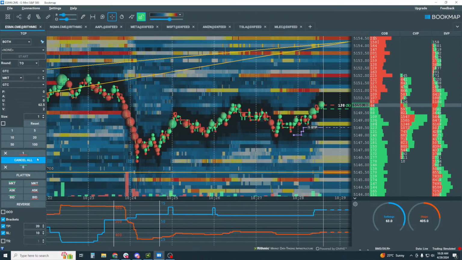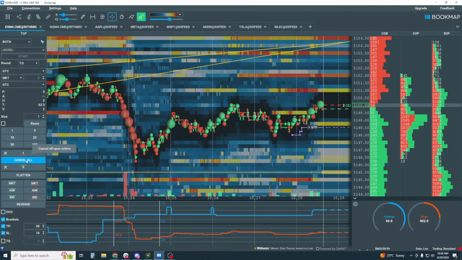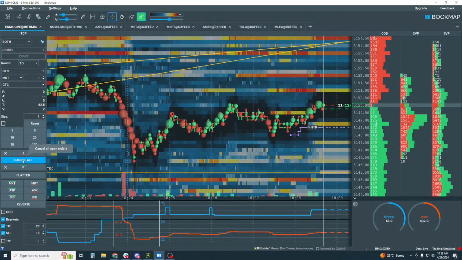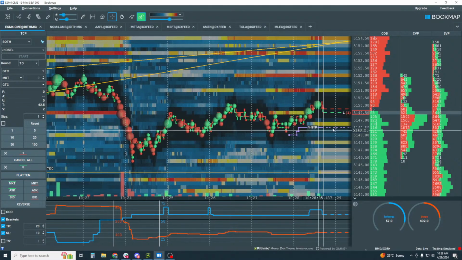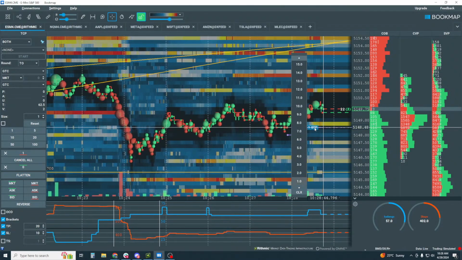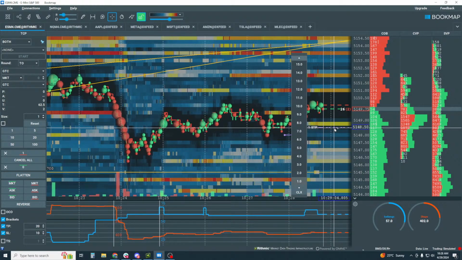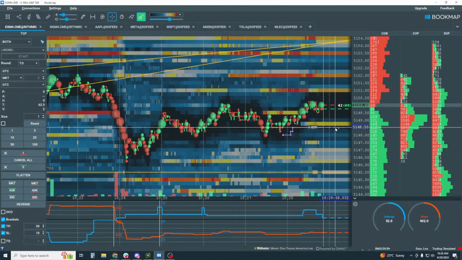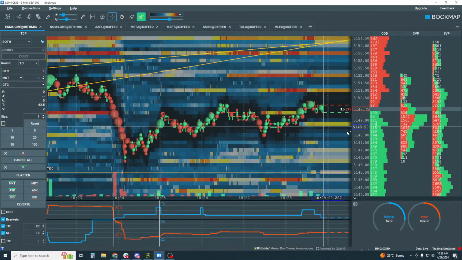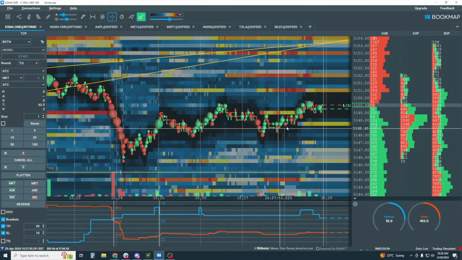Okay, so I'm going to cancel this. Now there's a few different ways to do that. You can hit cancel here. You can hit flatten. You can also left click on this and click cancel here, or you can even use your center mouse wheel as a button and then click here, and you will cancel that order. So a bunch of different ways to do it.